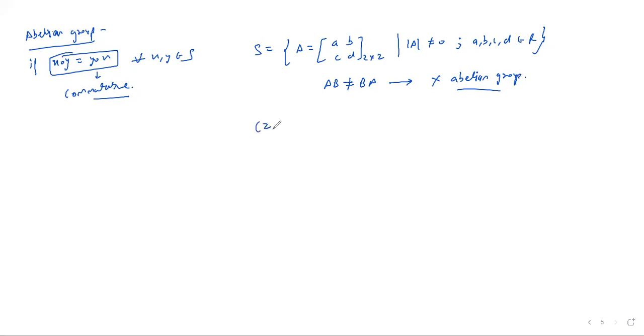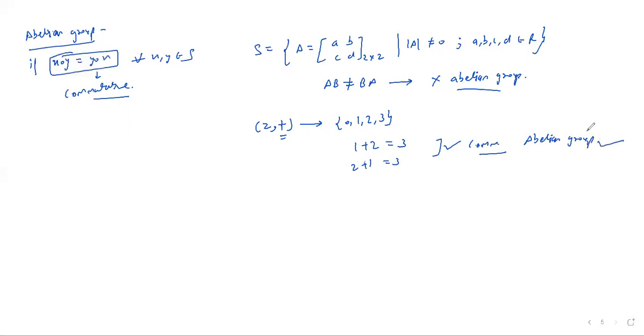Now let's take another example. Z, which is the set of all integers with the operation of addition. If I'm taking the set like 0, 1, 2, 3, whether it will follow abelian group or not, I'm using the composition of addition. Then 1 plus 2 equals 3, and 2 plus 1 is also equal to 3. So this is commutative. It follows commutativity. So it is an abelian group.